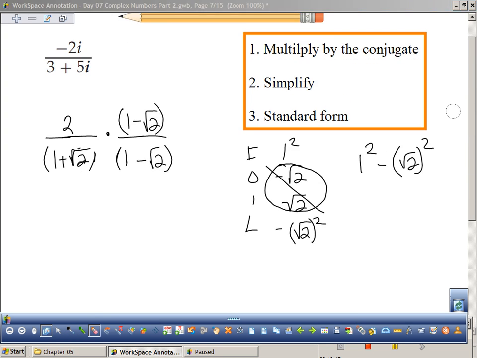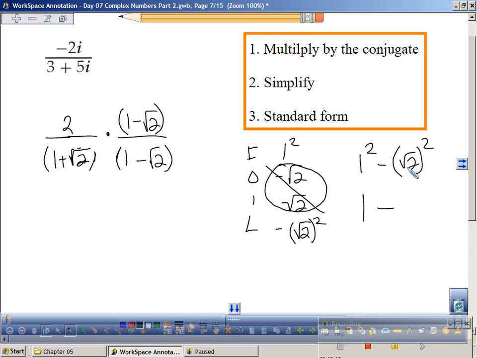Okay. So when I do this, I get 1 minus, what is root 2 times root 2? 2, which is negative 1. Let's do another one. Top is 2 minus 3 root 2.